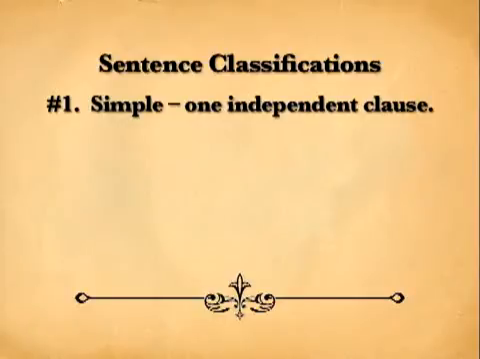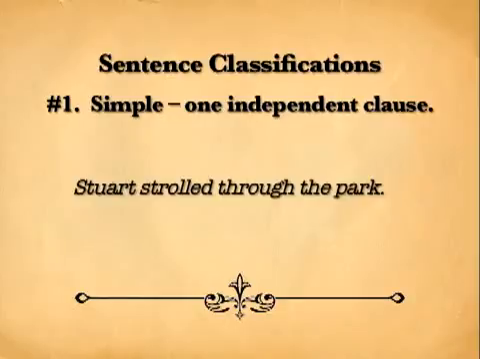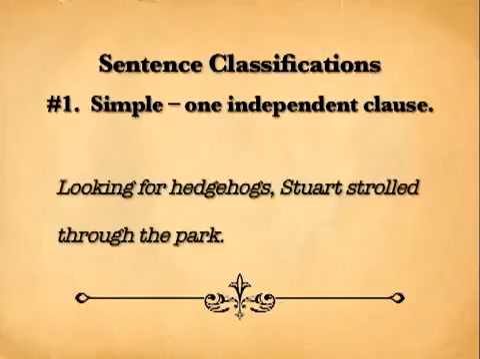So there are 4 main types of sentences. The first is the simple sentence. A simple sentence is fairly simple. It has one independent clause. Stuart strolled through the park. Subject, verb, complete thought. Now, you might have a phrase attached and still have a simple sentence because you're not adding any other clauses. So you might say, looking for hedgehogs, Stuart strolled through the park.